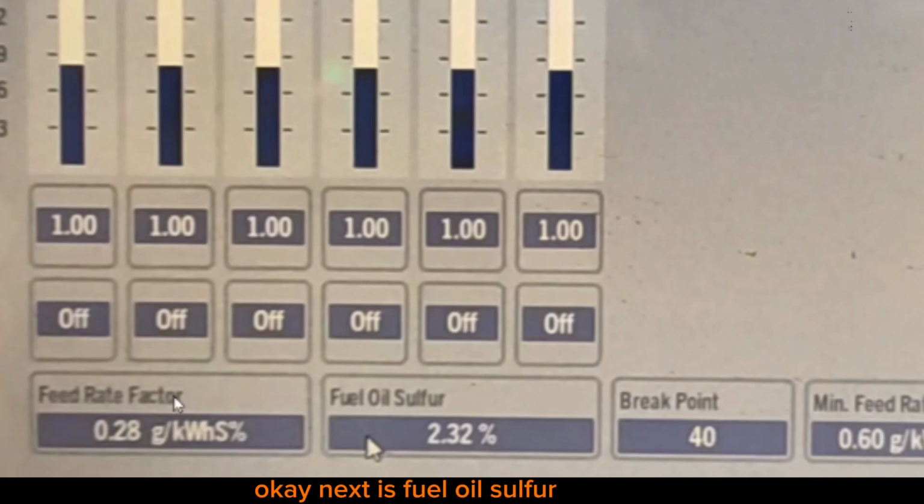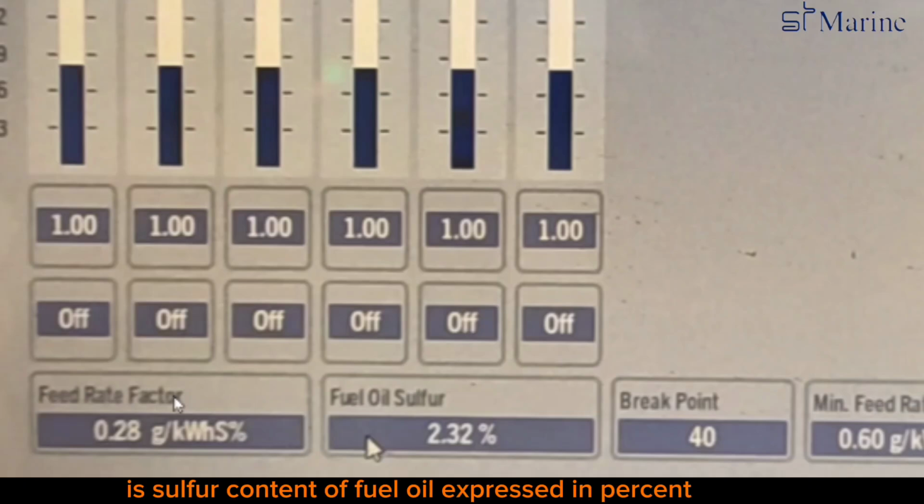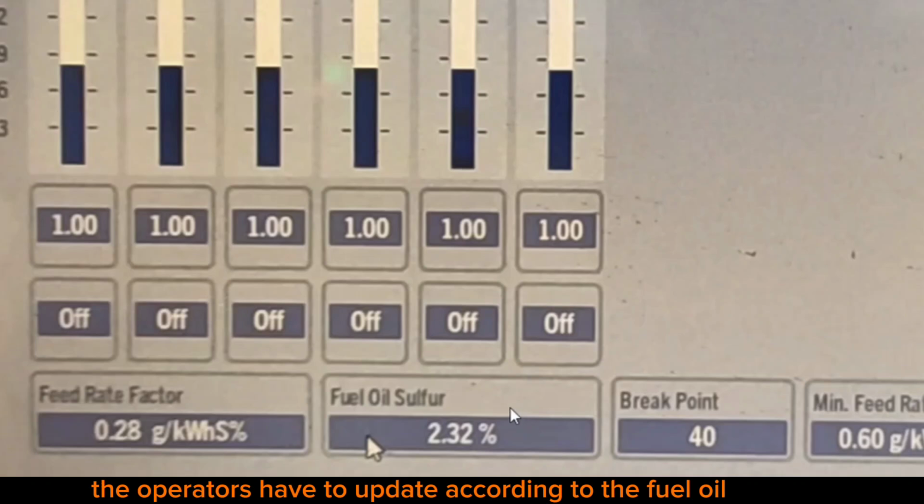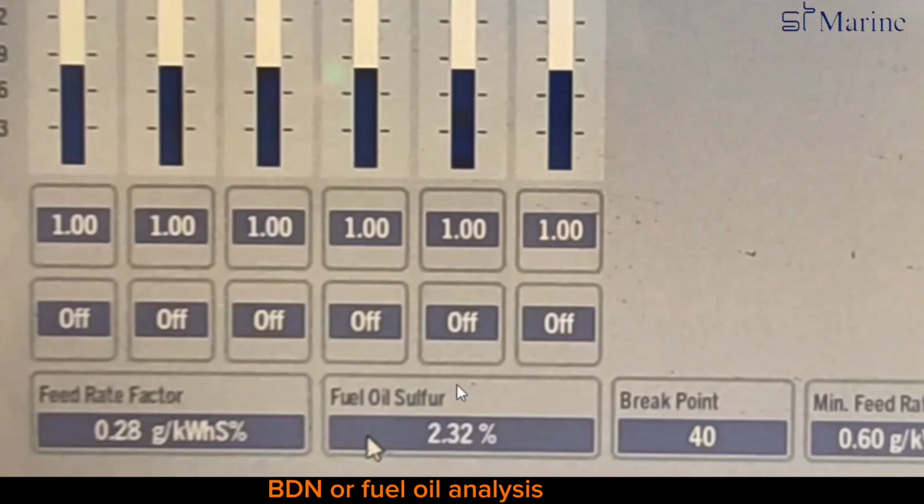Next is fuel oil sulfur. This is the sulfur content of the fuel oil expressed in percent. This is something the operators have to update according to the fuel oil BDN or fuel oil analysis.